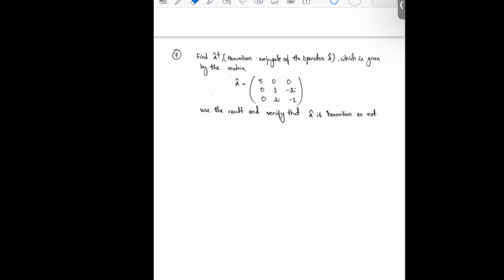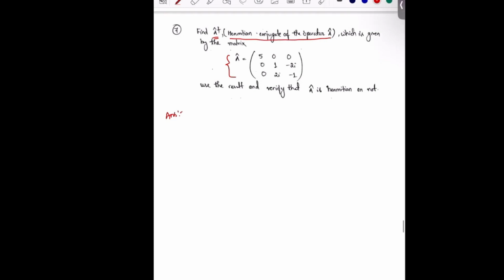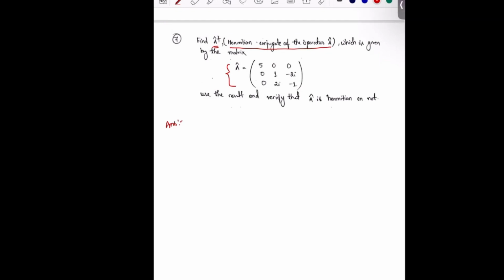So it is asking to calculate the A dagger. A dagger, Hermitian, which is nothing but the Hermitian conjugate of the operator A, which is given by the matrix A. This is given to you and it is asking to find the A dagger of this matrix. I have taken some simple questions so that the concept will be clear for you and you can proceed with the one which is asked.